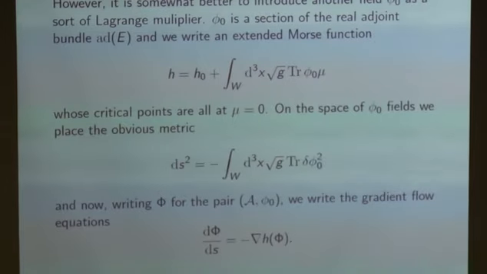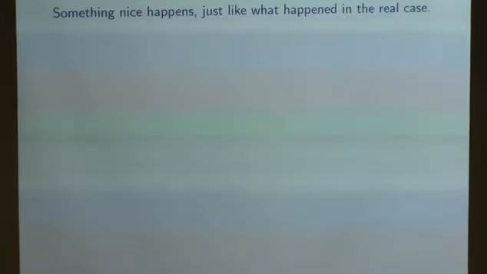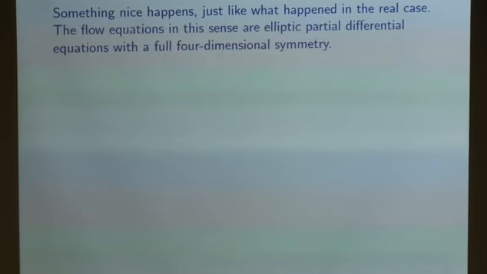Now, okay, we've written an equation which, just like in the first case, has no obvious symmetry between space and time. But something nice happens, just like in the real case. The first thing that happens, which is nice: if you do this at random, you would not get an elliptic equation in 4 dimensions, let alone one with 4-dimensional symmetry. But here we actually get elliptic partial differential equations with full 4-dimensional symmetry.